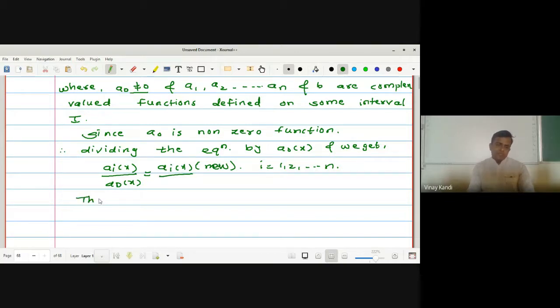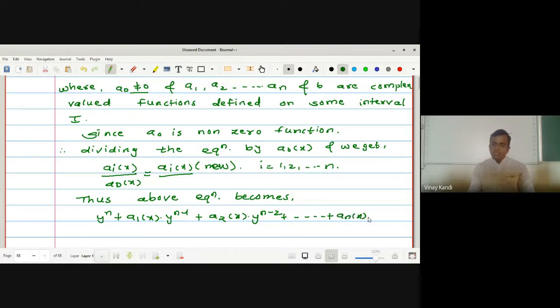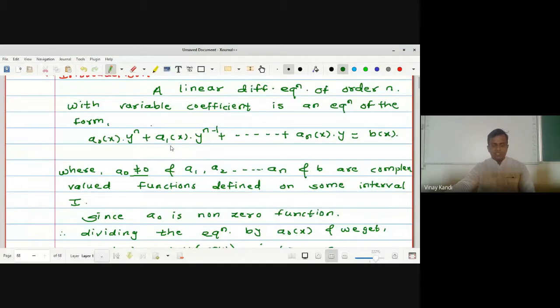Thus the above equation becomes y^(n) + a1(x) y^(n-1) + a2(x) y^(n-2) + and so on up to an(x) y, which is equal to b(x). And b(x) upon a0(x) is nothing but the new b(x). So this is the new equation, and all these a1, a2 are different from the earlier ones, they will be new. Dividing by a0(x) for this equation.